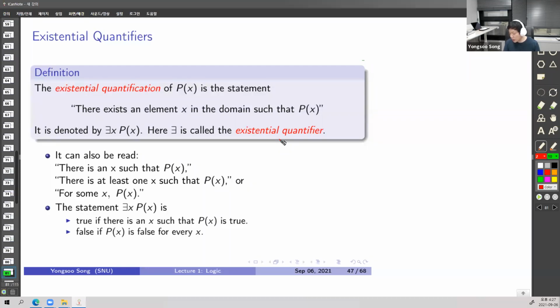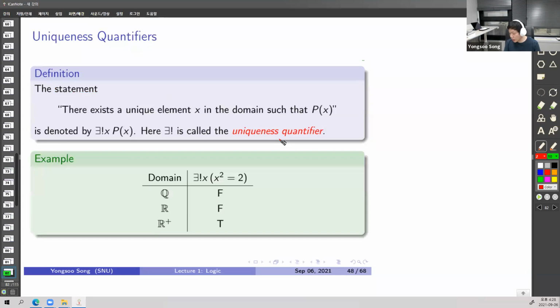So this statement is true if at least, literally at least one x satisfies this condition, p of x. Otherwise, it is false if p of x is false for every x in the domain. So again, the domain is very important.